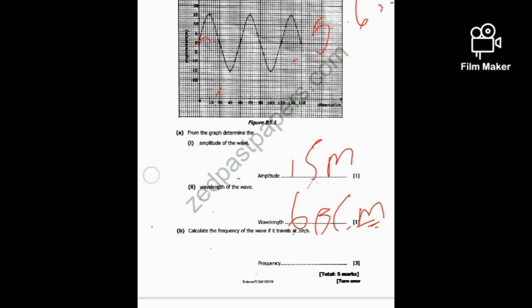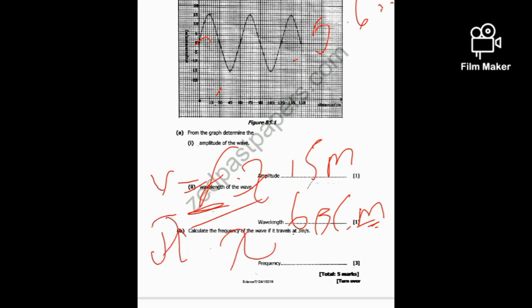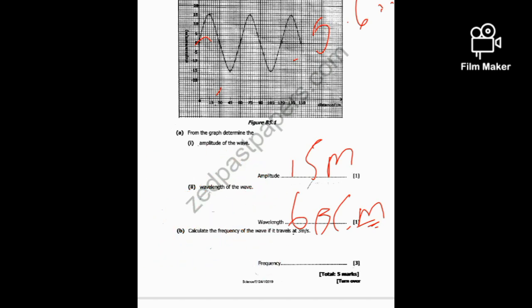So we'll say V is equal to F, which is frequency, times wavelength. So what we have is V. Since here we are looking for the frequency, we make f the subject of the formula by dividing both sides by the wavelength. So what we are going to have as our final equation in this case is frequency is equal to V over wavelength, like that.